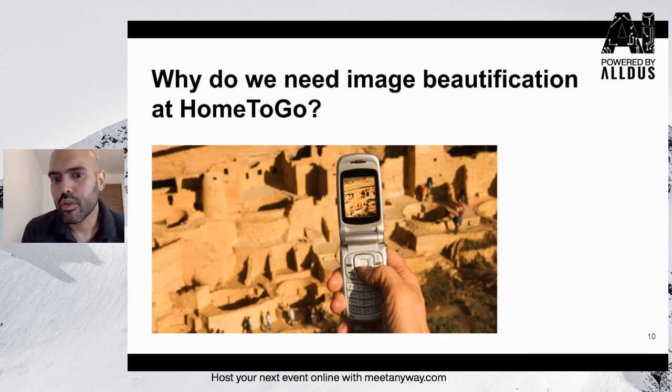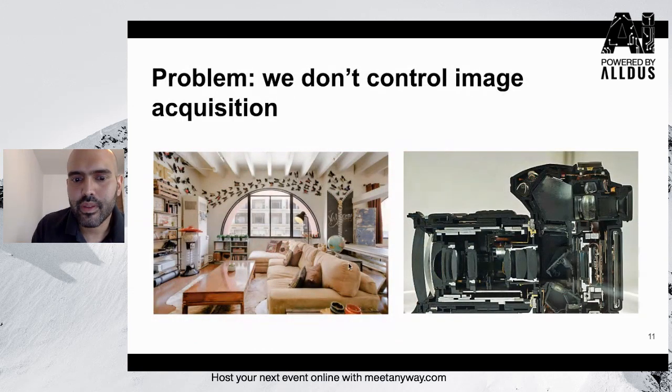We aggregate the results of different vacation rental providers. We aggregate the results of Airbnb, Booking.com, and Vrbo. So, and about 100 other more vacation rental providers. So we don't actually control the image acquisition part. Sometimes we get images that are captured with very low quality cameras, such as cheap smartphones. And we don't have control about this part of the process. We don't control image acquisition.